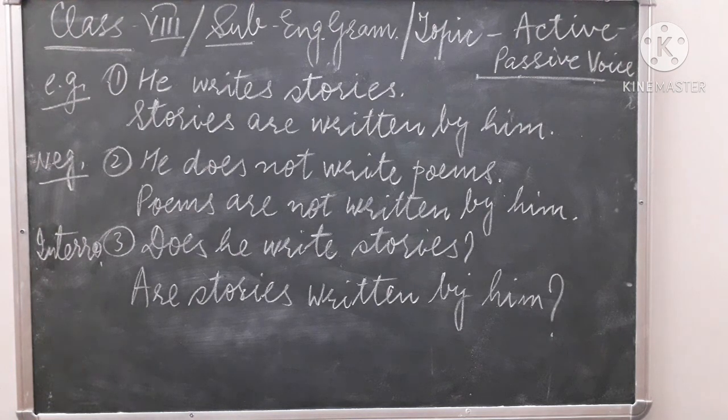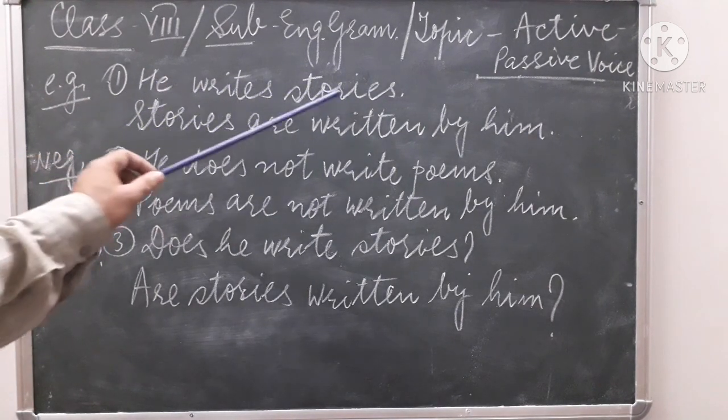Yes, children, pay attention. These are some examples here. Sentence number 1 is given in positive, number 2 is negative, number 3 is interrogative. When active voice is given in positive, negative or interrogative, how do we convert it into passive voice? Let us see here. If active voice is given in positive, then the passive voice will also be positive. For example, he writes stories. Here he is the subject, writes is the verb, and stories is the object.